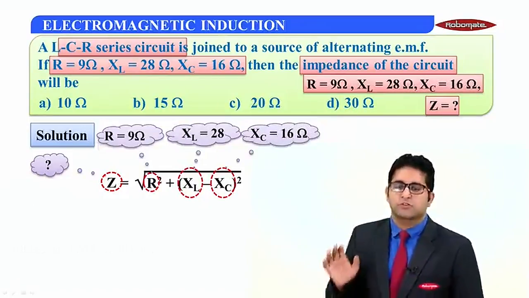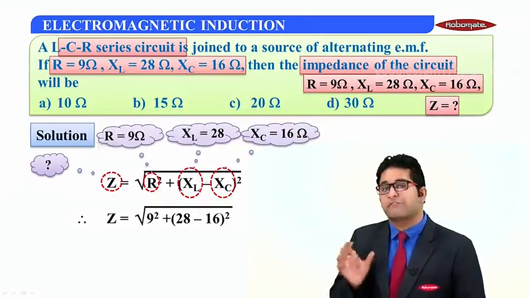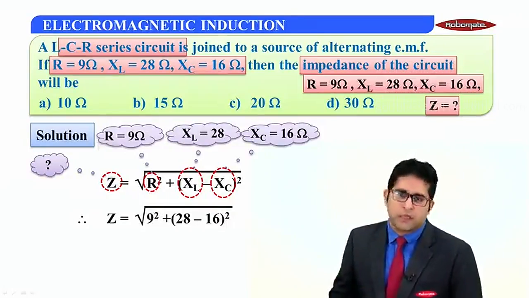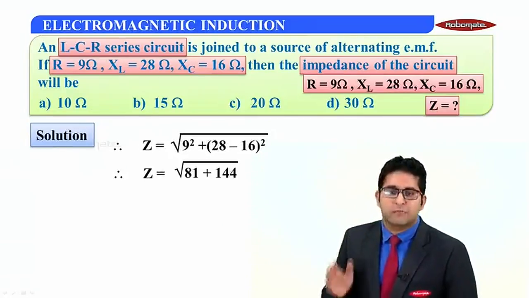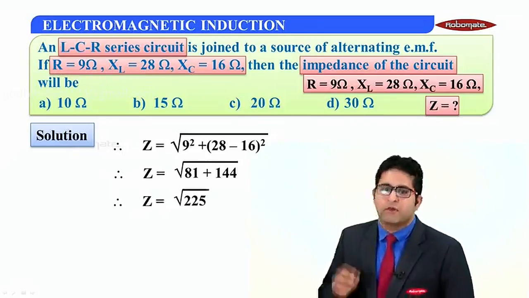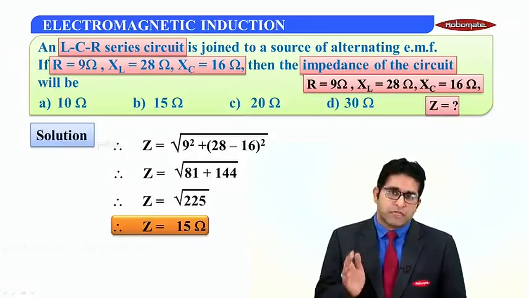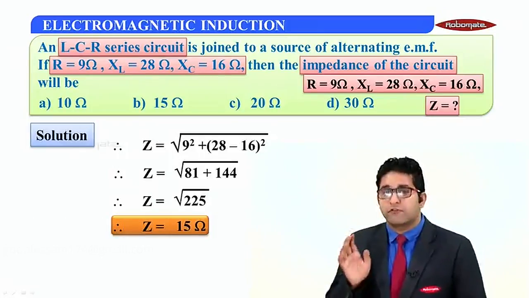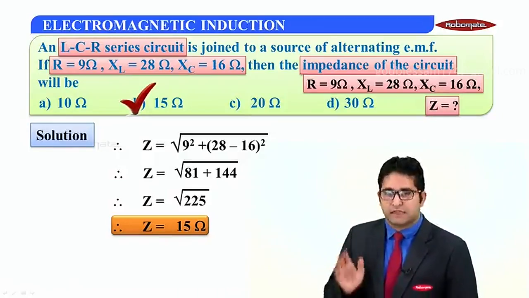So let us substitute the values. So Z is equal to square root of 9 square plus in bracket 28 minus 16 the whole square. Now on further calculation we'll get Z equal to square root of 81 plus 144, and this will come out as square root of 225 which is nothing but equal to 15. So in this case the impedance of the LCR series circuit is 15 ohms, right? So which option is correct? Yes, option B is the correct answer.